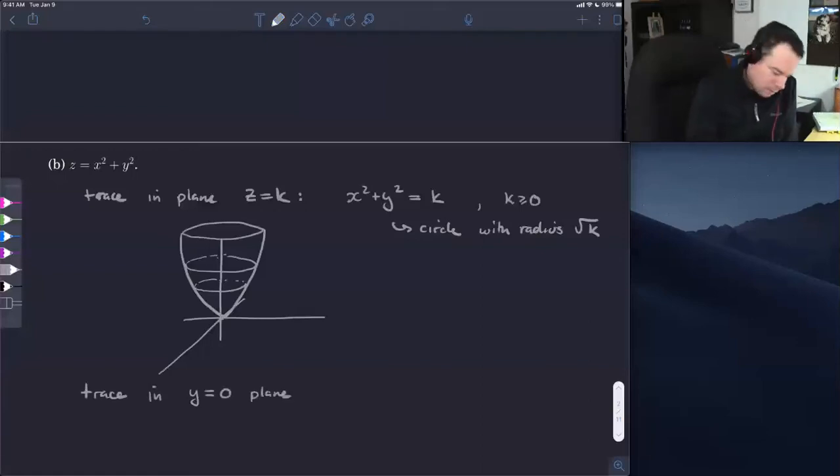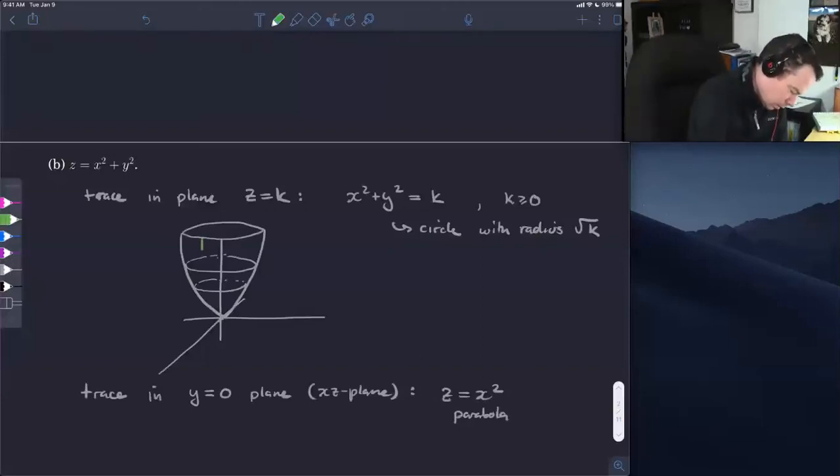So that's the xz plane. Well, when y is 0, I get z is equal to x squared, which is a parabola. And so I get a curve that looks like this. It's a parabola in the xz plane.